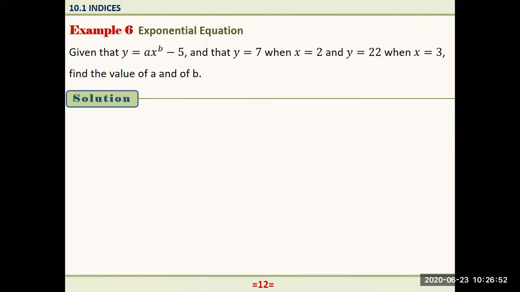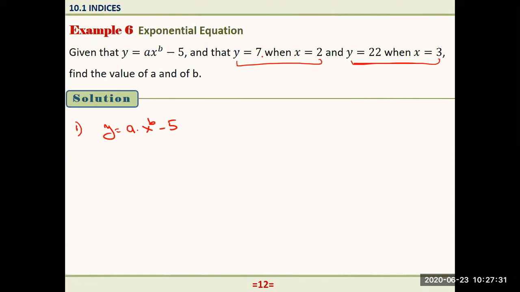So here we are given this function. This equation describes how y and x are connected to each other, right? So step 1, y is equal to a times x to the power b minus 5. The question is, this is a function, and we need to determine the values of a and b. Using the given information, the first one and the second one, two pieces of information and two unknowns, we can determine the values of a and b.